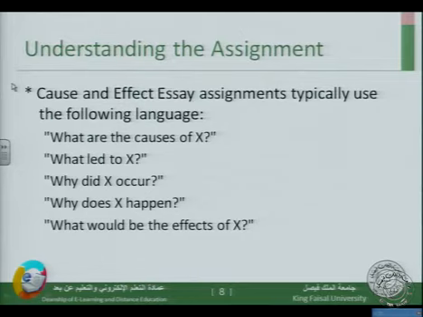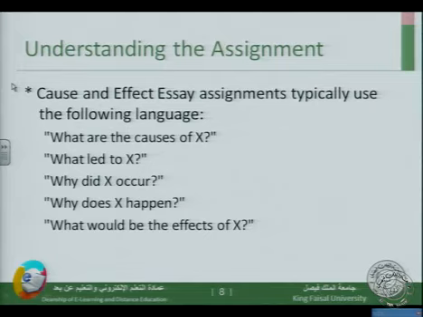Now, cause and effect essay assignments typically use the following language. Notice now the language of the cause and effect essay. What are the causes of X? What led to X? Why did X occur or happen? Why does X happen? What would be the effects of X? These are the kinds of questions that cause and effect essay assignments usually answer.